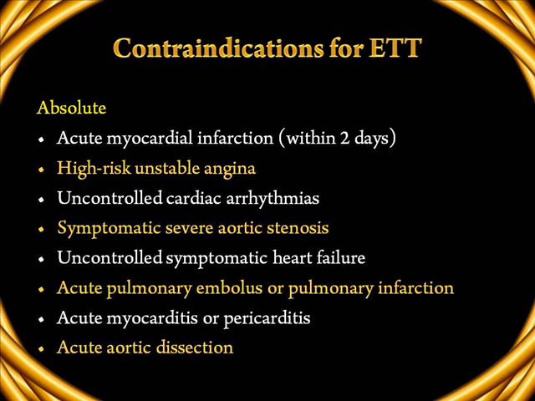symptomatic severe aortic stenosis, uncontrolled symptomatic heart failure, acute pulmonary embolism or pulmonary infarction, acute myocarditis or pericarditis, and of course acute aortic dissection. Most important of these being acute MI and high risk unstable angina, and cardiac rhythm disturbances are absolute contraindications. Severe aortic stenosis, of course, is an effort limiting disease and he cannot undergo ETT.